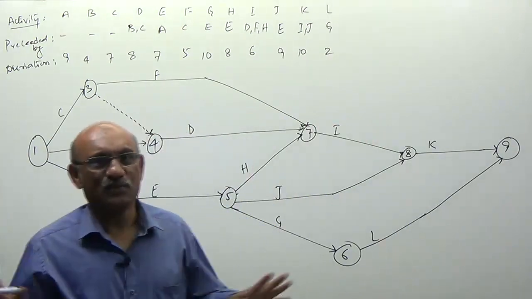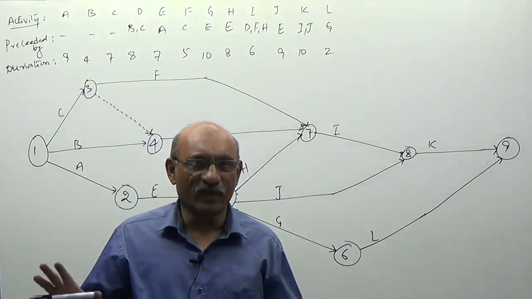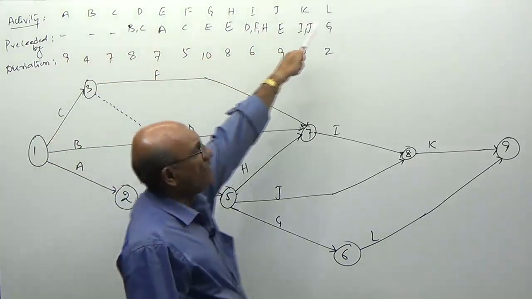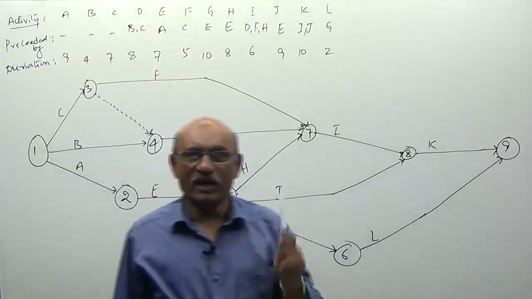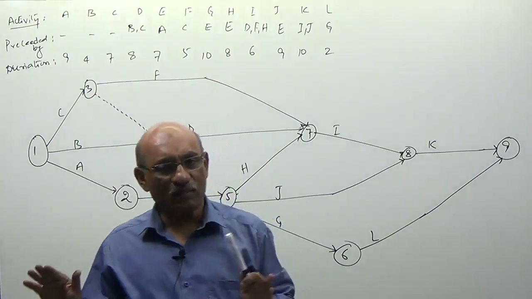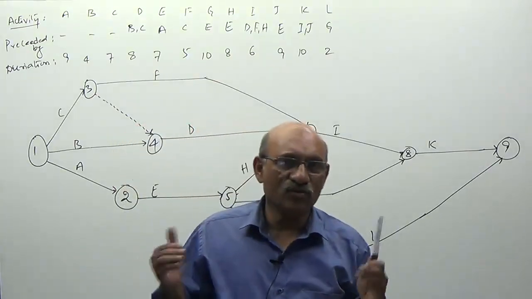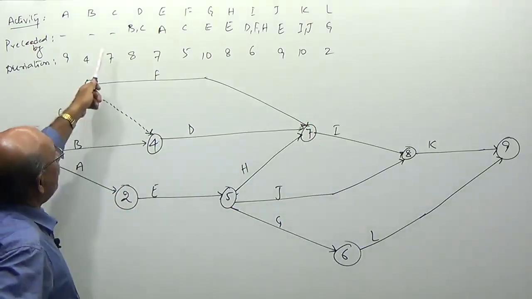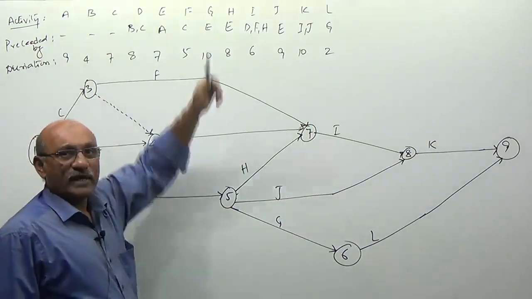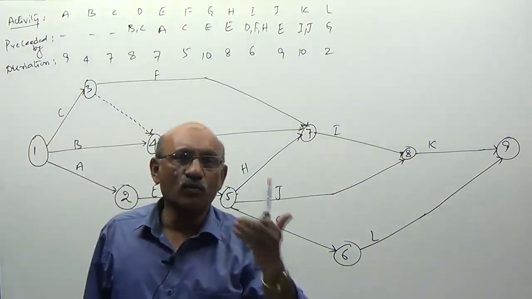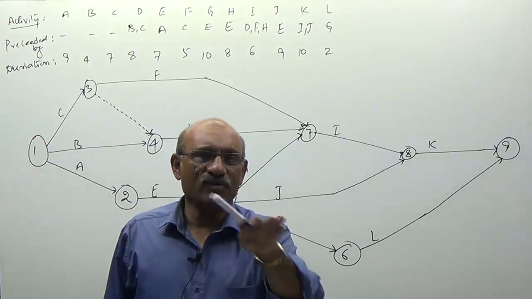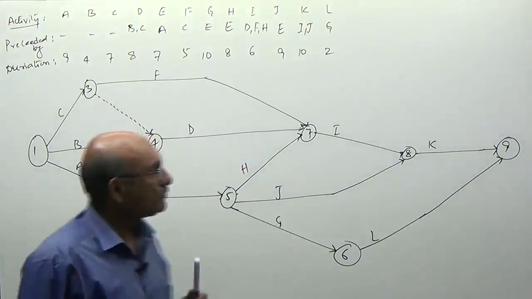Now sir, let me explain the construction of this network one more time. A, B, C, D, E, F, G, H, I, J, K, L. These are the activities we are having. The first row will always represent the activities we have in a network. The second row tells you on whom the first row activities are dependent.